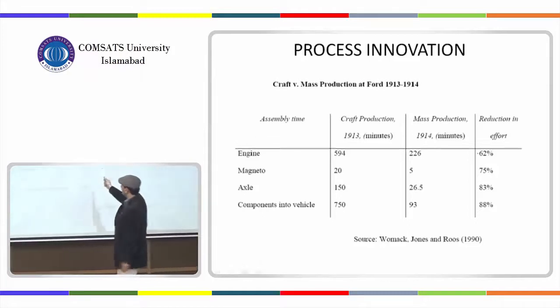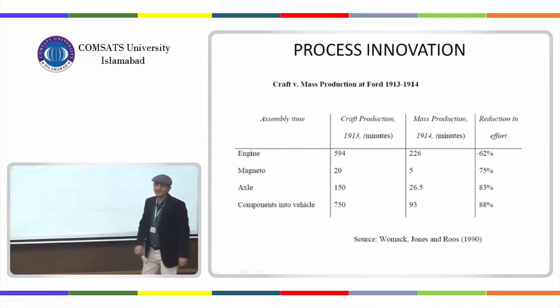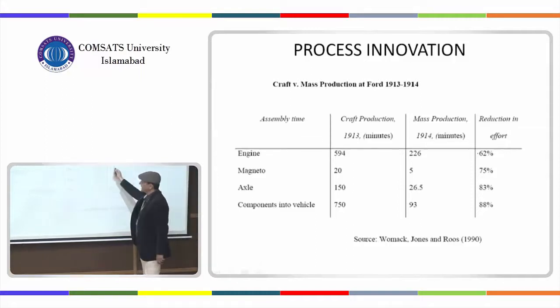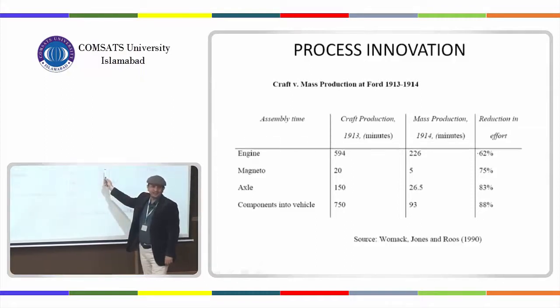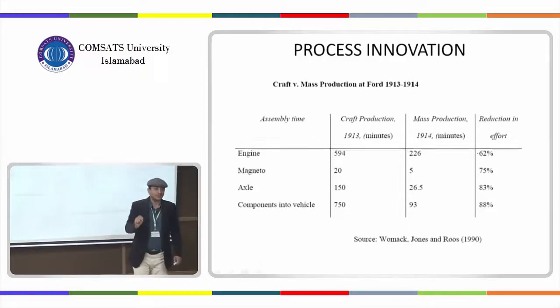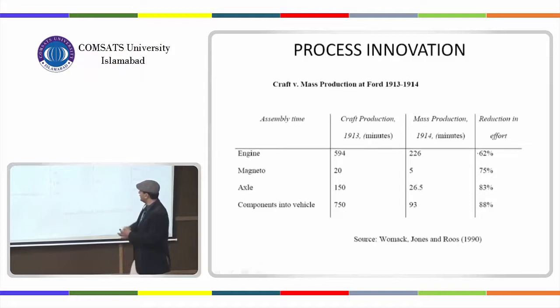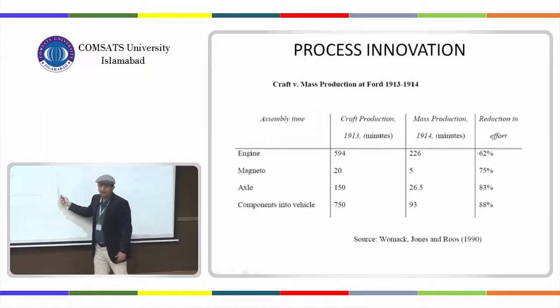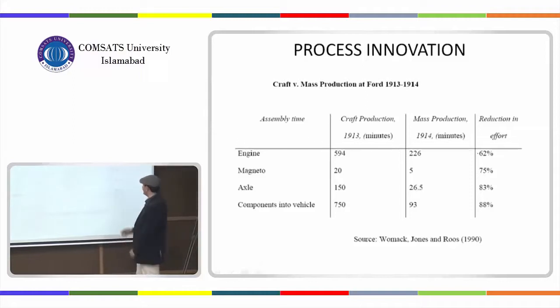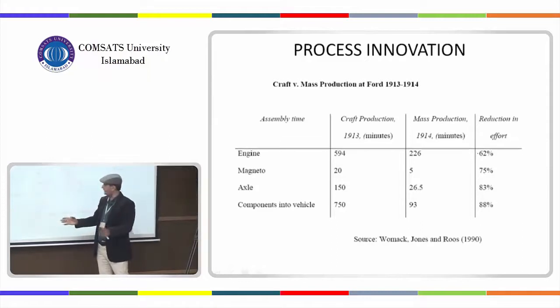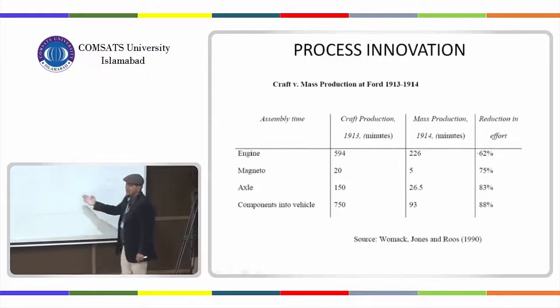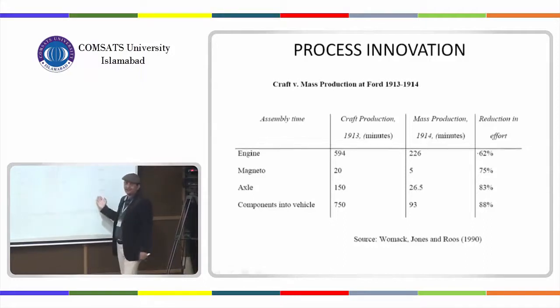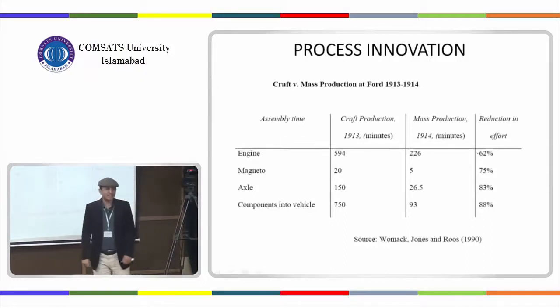The assembly of engine that earlier used to take 594 minutes was taking only 226 minutes, a reduction of 62% of effort. Magneto, 20 minutes to 5 minutes, 75% saving. Fixing of axle from 150 minutes to 26.5 minutes, a reduction of effort of 83%. Components being fixed into vehicle from 750 minutes to 93 minutes, a saving of whopping 88%.